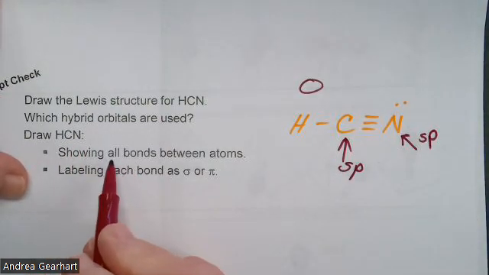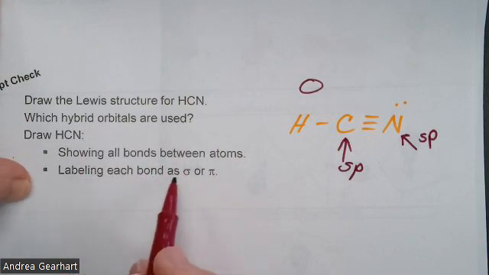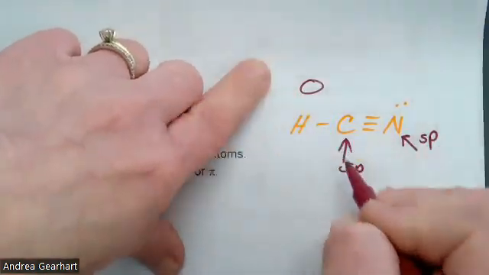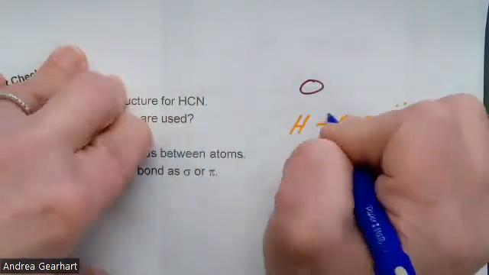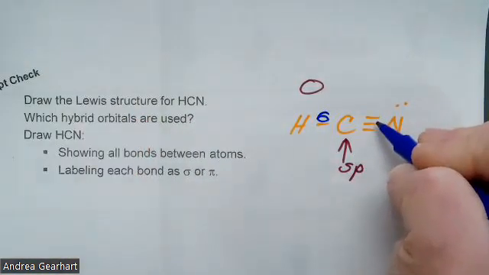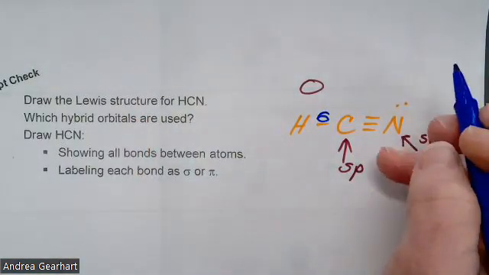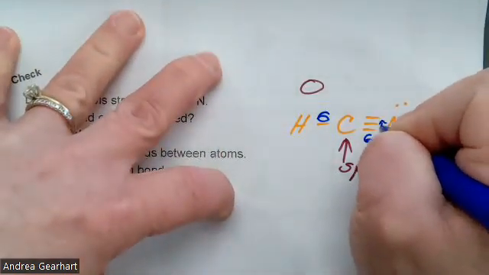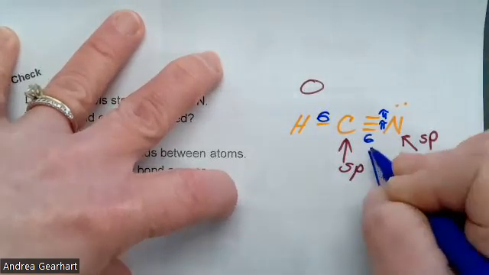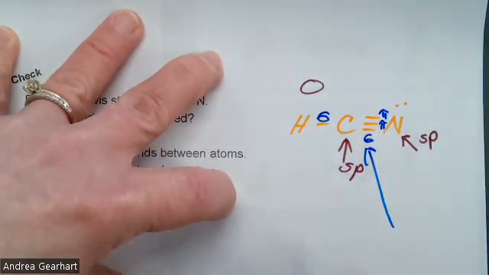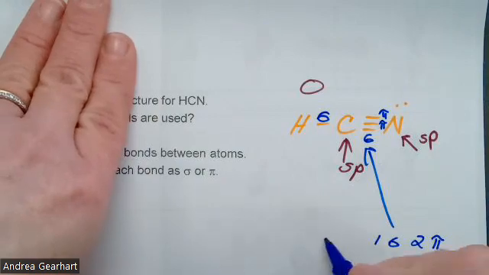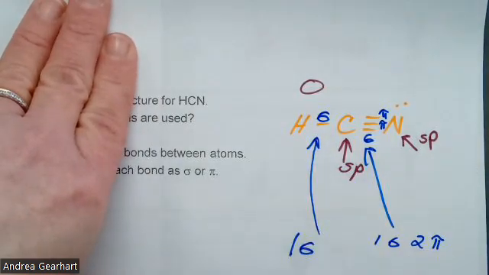Then, of course, show all bonds, label as sigma or pi. So we know one of these is a sigma. And we know one of these, and it doesn't matter which, just one of them. So maybe I'll choose this bottom one to be the sigma, and then this would be pi and pi. So the triple bond would be 1 sigma and then 2 pi bonds. And this is simply 1 sigma bond.